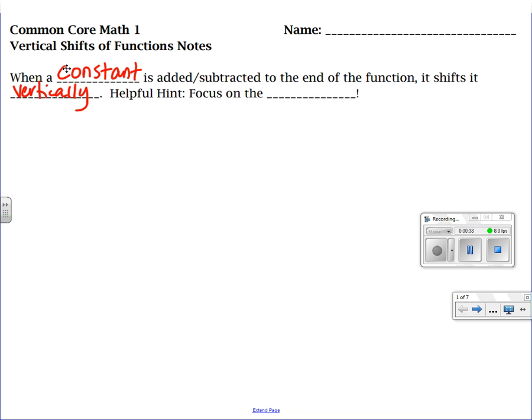So, helpful hints, focus on the y-intercept. That's what we're going to be looking at today, pretty much the y-intercepts, because we're shifting it up and down, and the y-axis goes up and down, okay? All right, anybody need more time to write? All right, here we go.